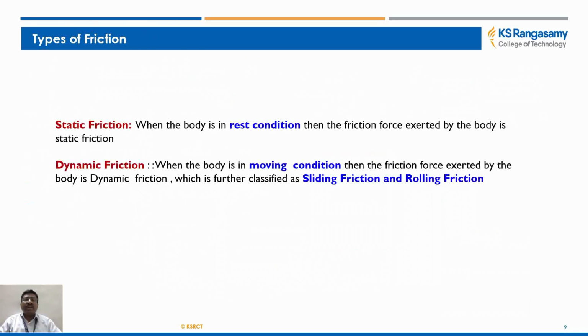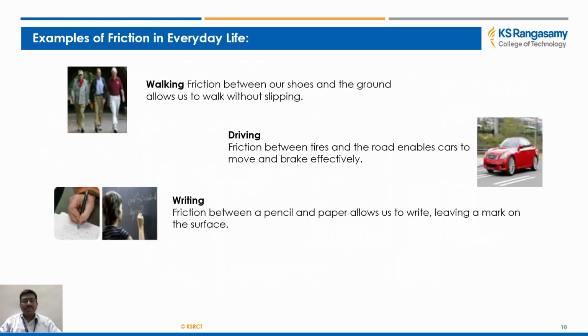Simply, friction is classified as static friction and dynamic friction. When the body is in a rest condition, the friction force exerted by the body is called static friction, and when the body is in a moving condition, the friction force exerted by the body is called dynamic friction. Dynamic friction is classified further as sliding friction and rolling friction, which we have already seen.